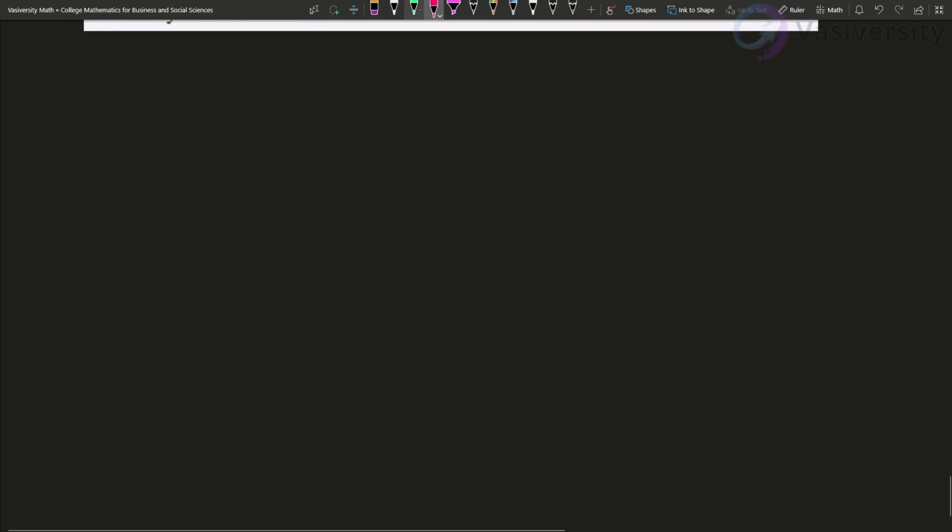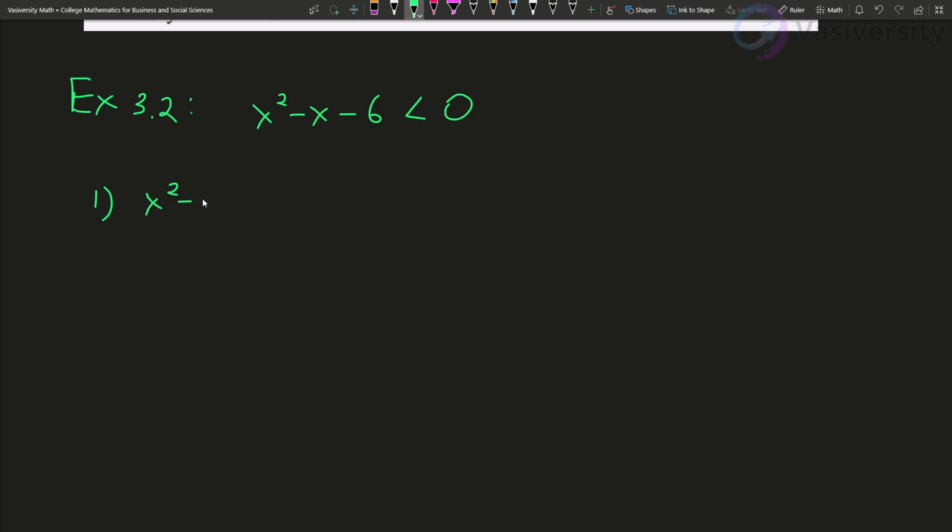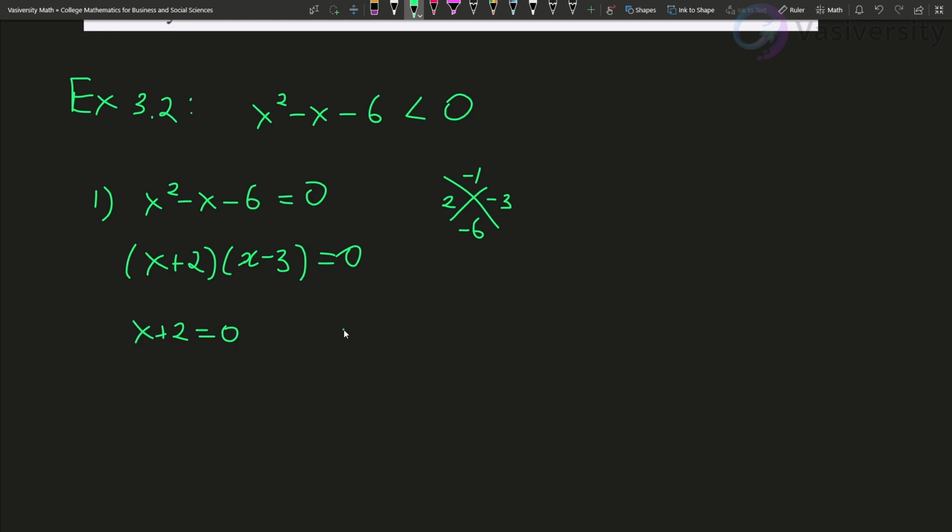Example 3.2: x squared minus x minus 6 is less than 0. Once again, step 1: x squared minus x minus 6 is equal to 0. So we want to factor. Something times something is -6, and something plus something is -1. So the only thing we can have is 2 and -3. So we have x plus 2 times x minus 3 equal to 0. So x plus 2 is 0, or x minus 3 is 0. So x is equal to -2, and x is equal to 3.